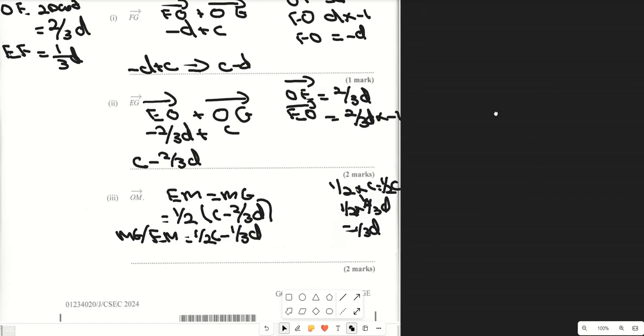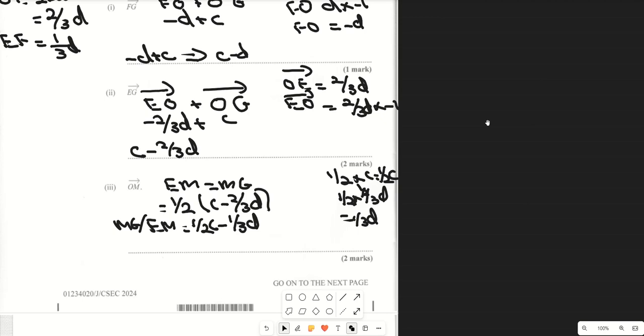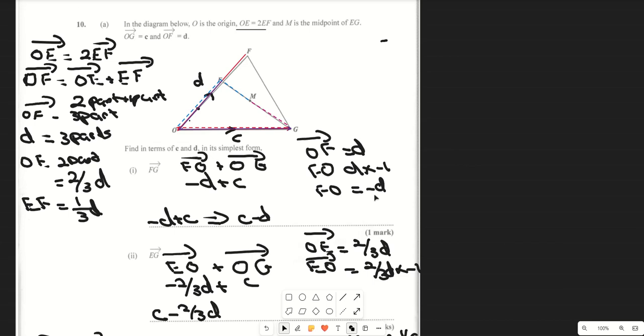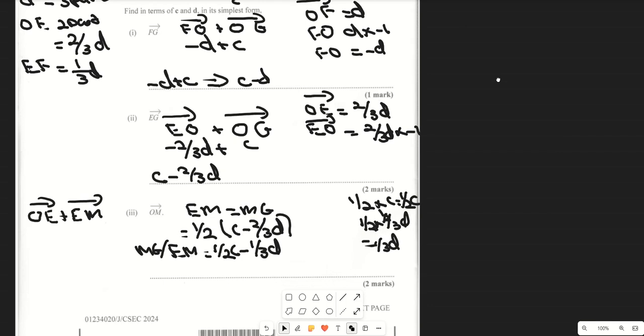Right. So whichever one you want, you're supposed to get the same answer. So I will say, let's just use OE plus EM, right? Starting point is O, ending point is M, and using the image, it can tell you what we want. To start at M, your point in common would be E, right?